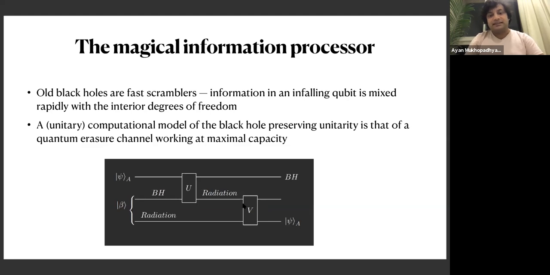So of course, this operator V will depend on U. And of course, whether the black hole is a fast scrambler or not will depend on what kind of architecture this unitary operator has. And if you put in a typical unitary operator here, if you choose it with a Haar measure, it is already good enough to have a maximal capacity and will be a fast scrambler.